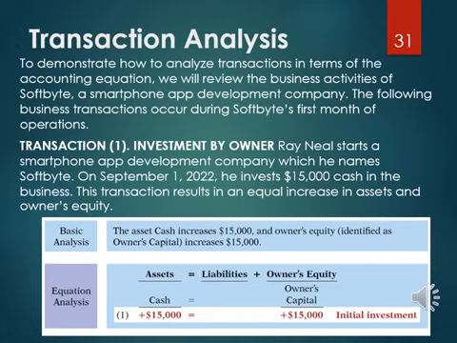Transaction 1. Investment by owner. Ray Neal starts a smartphone app development company which he names SoftBite. On September 1, 2022, he invests $15,000 cash in the business. This transaction results in an equal increase in assets and owner's equity.